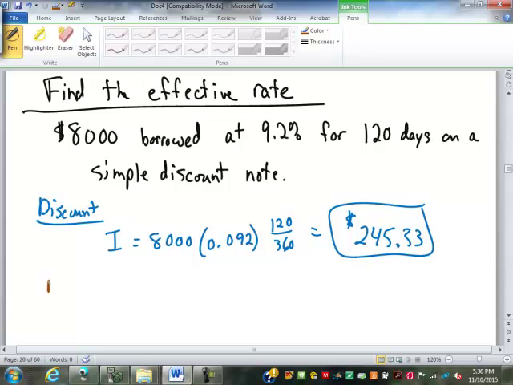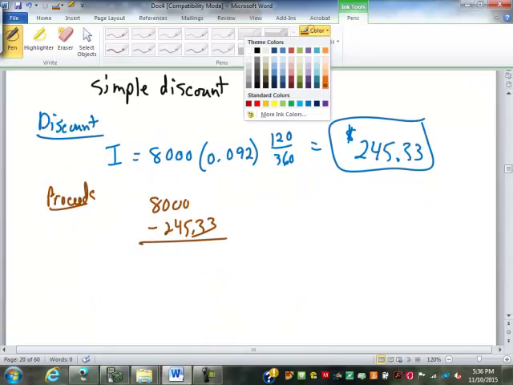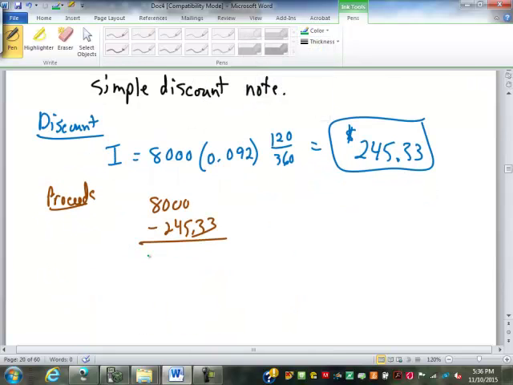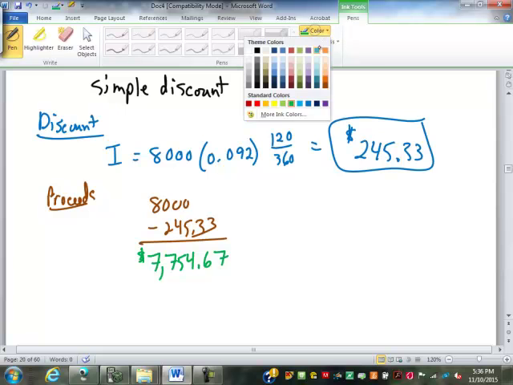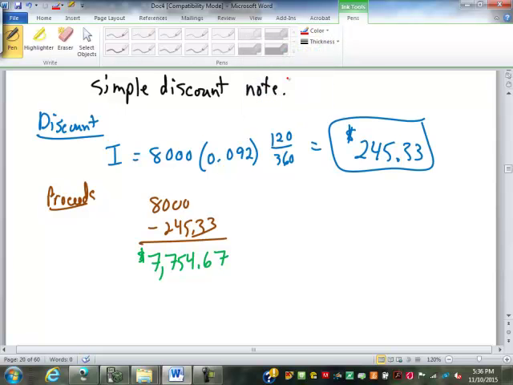So the proceeds are the original $8,000 face value minus the $245.33. Which is going to give us $7,754.67. That's our proceeds. So that is what we use to calculate the effective rate.